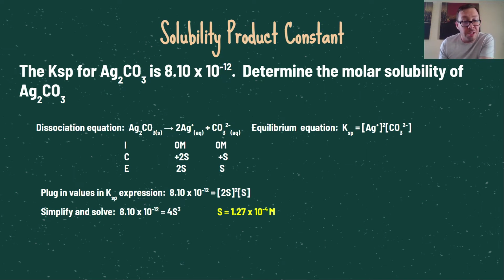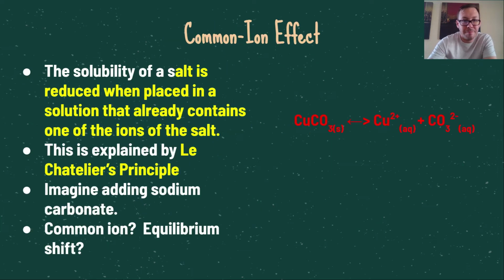If I want to know how much silver I'm going to get, I'm just going to multiply that value by 2. But that S value tells me the concentration of Ag2CO3, the maximum amount that can dissociate and dissolve into Ag plus and CO3 2 minus ions. So that is our molar solubility.